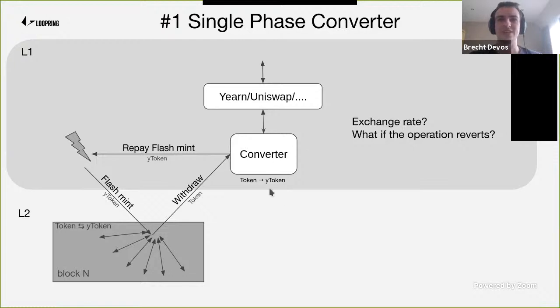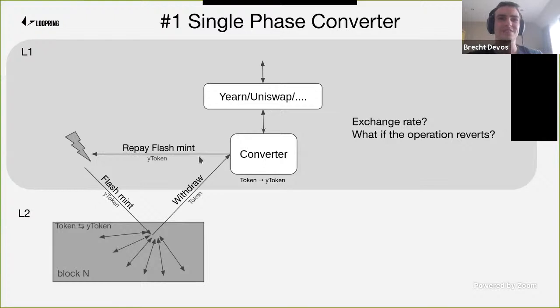But if the exchange rate can actually change on L1 all the time, then there is a problem, because we flash mint some amount of tokens. We withdraw the main token that's used for the swap. And then this exchange is done on L1. But we don't know how many tokens we actually get in return for the tokens that we have withdrawn. It can be exactly the amount that we expected. It can be more than we expected, which is also fine. It can also be less than the amount of tokens that we expect. And then we will have a problem with repaying the amount of tokens that we flash minted.